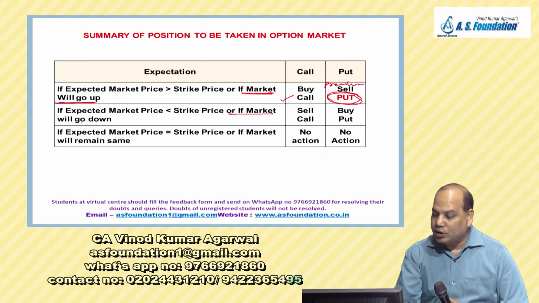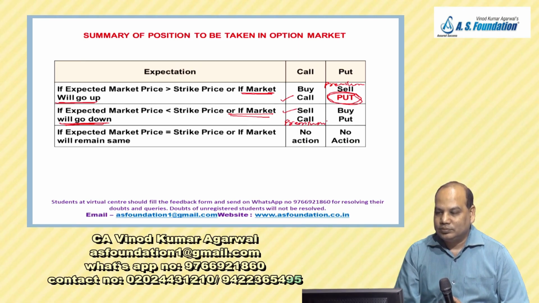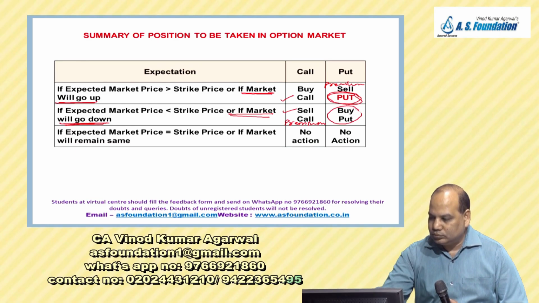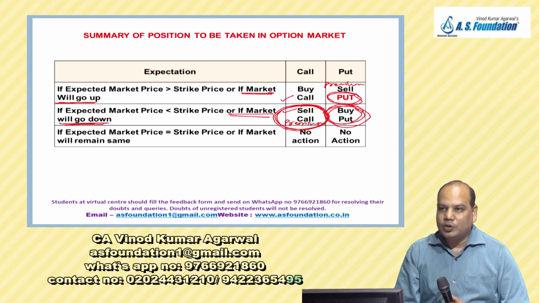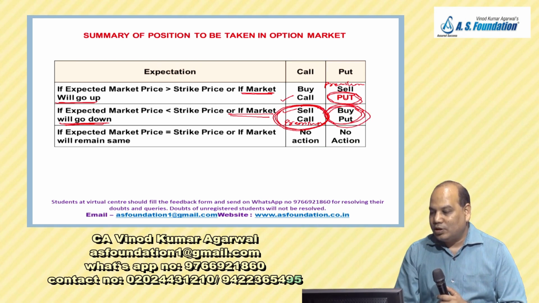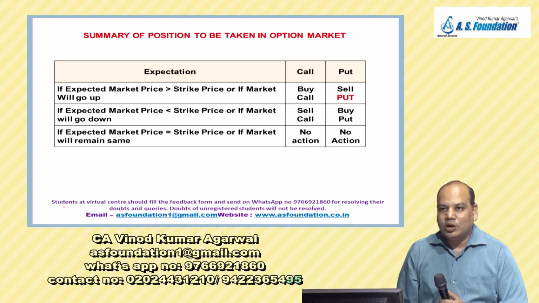If the market is expected to fall, sell a call. Same reason. If the market is going to go down, the call will lapse and your premium received will become the income, or you buy a put. The difference in these two strategies, as you know, if you become a writer, loss potential is very high, profit potential is limited. If you hold an option, profit potential is very high, loss potential is limited. Depending upon your risk taking abilities, you may either become a holder or a writer.